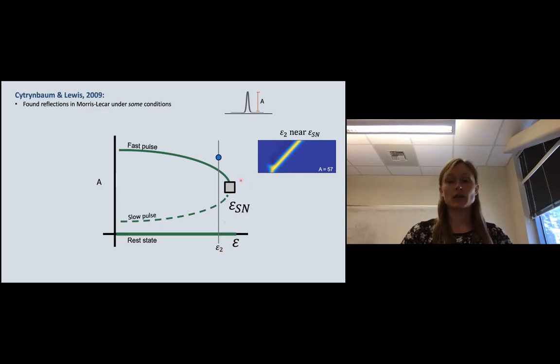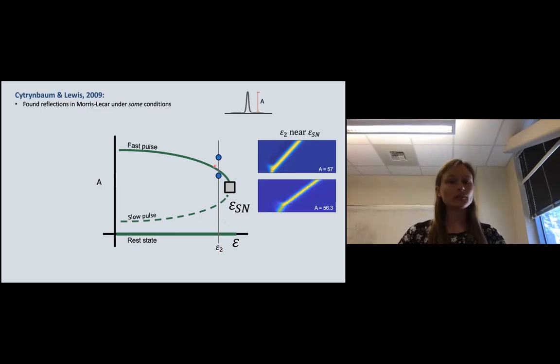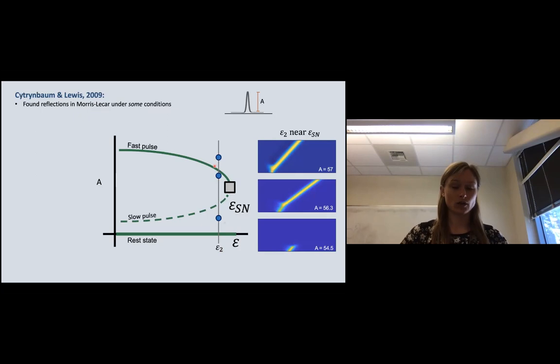So if you start with an amplitude that's above that of the fast pulse, you would see it very quickly converge to the fast pulse, which is stable. Again, if you start below it, it would converge to the fast pulse. Whereas if you start below the amplitude of the slow pulse, it would converge to that rest state. So no matter in this case what amplitude you pick, you're not going to see a reflection. And so in this case, the slow pulse really acts as the boundary of the basin of attraction between these two stable states.